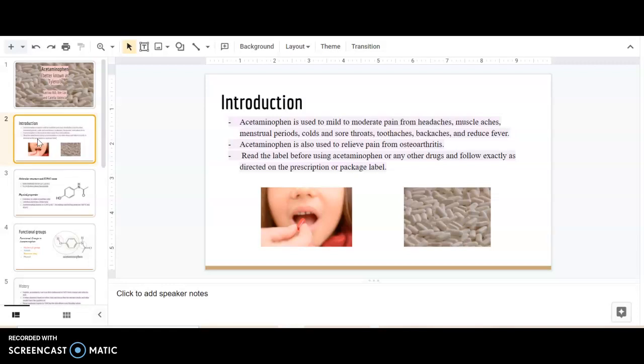sore throats, toothaches, backaches, and it helps reduce fever. Acetaminophen is also used to relieve pain from osteoarthritis. As with any drugs, read the label before using acetaminophen and follow exactly as directed on the prescription or package label.